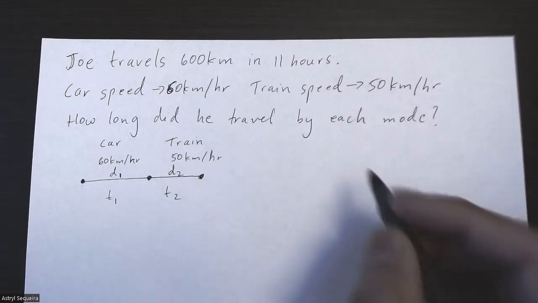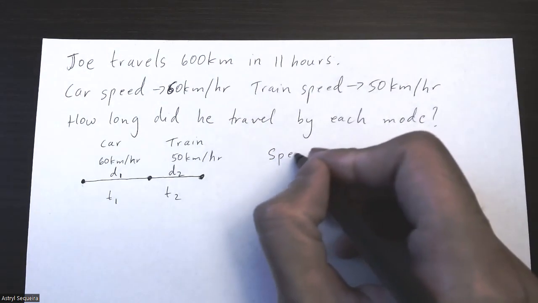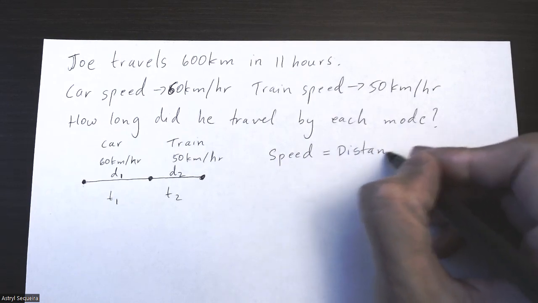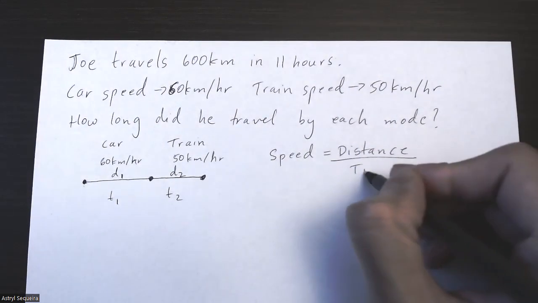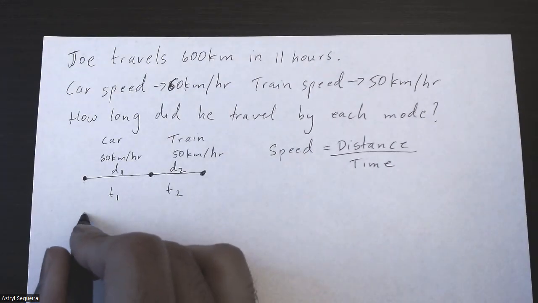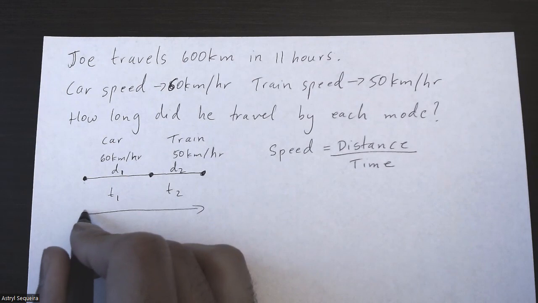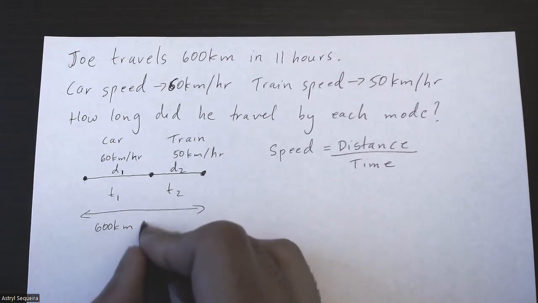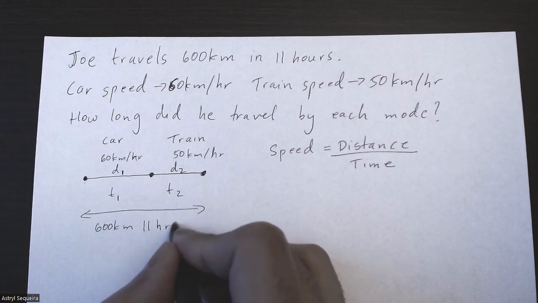So now that we have this set up, we're going to use our speed, distance, time formula to solve this. Speed is equal to distance over time. We also know that the total trip over here has taken 600 kilometers and it's done in 11 hours.